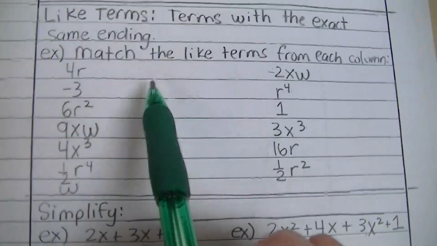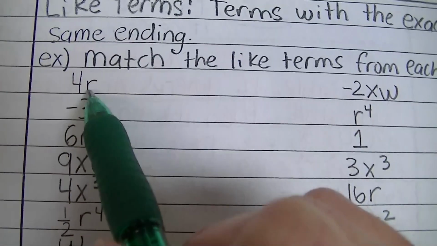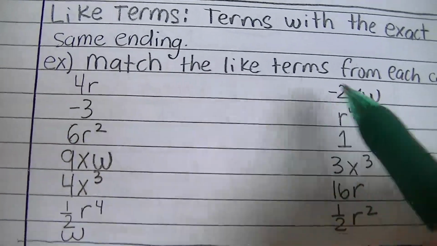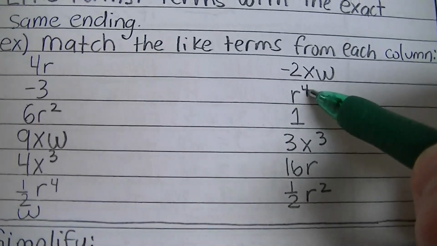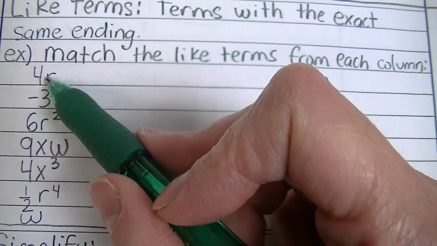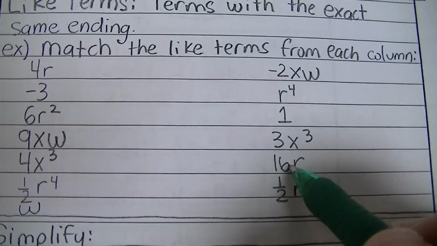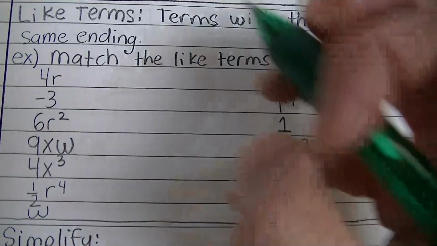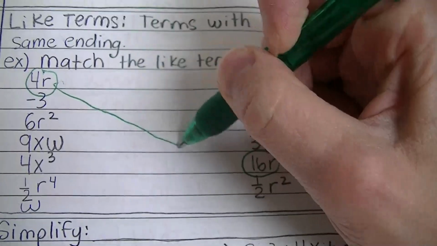Match like terms from each column. So let's practice this. So for R, we want to match that like term with something over here that has the exact same ending. Oh, that's got an R, but this is R to the 4th power. That is just plain old R. So that doesn't match. So let's find one right there. No. Oh, there it is. Right there. So this one matches with this one. Those are like terms.